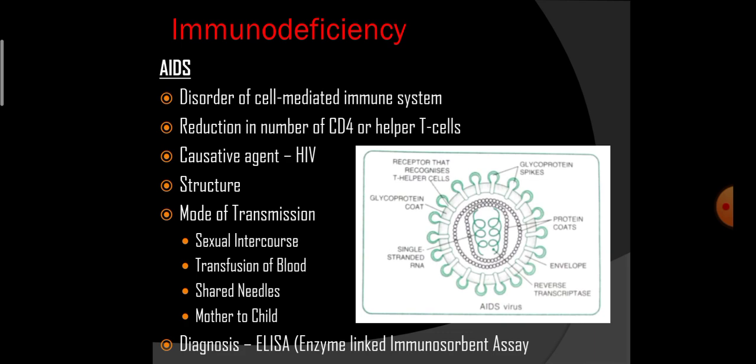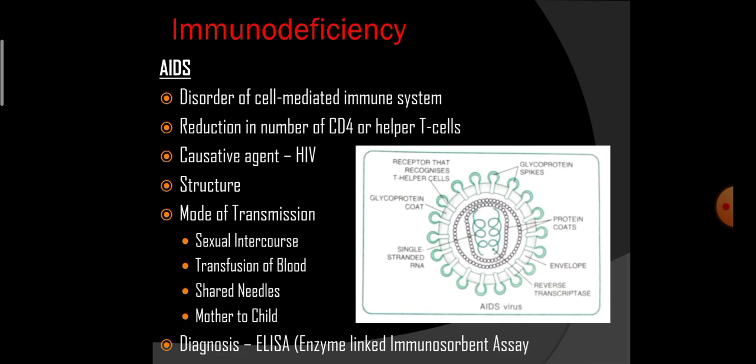It is a disorder of the cell mediated immune system, with a reduction in the number of CD4 or helper T cells. Once you know the function of helper T cells, you know how important they are. If helper T cells are not sufficient, the immunity of the person will be reduced. It inhibits the production of antibody by B cells, because helper T cells activate B cells for antibody production. So if helper T cells are not there, antibody production by B cells will also be reduced. That is what happens in AIDS.